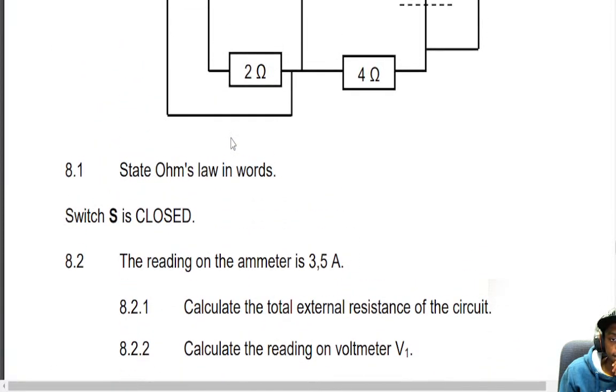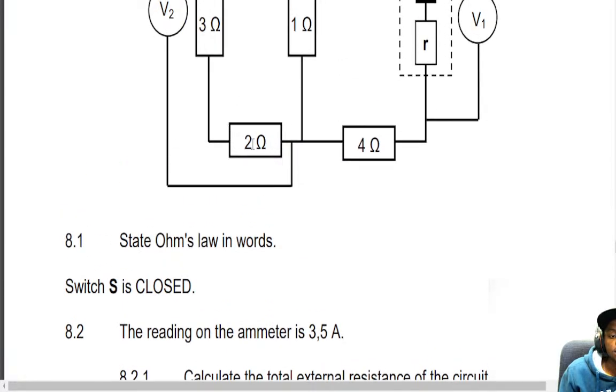Now, as I explained, external. So what they're simply asking us is to calculate the resistance across the four resistors: the 3 ohm, the 2 ohm, the 1 ohm, and the 4 ohm.